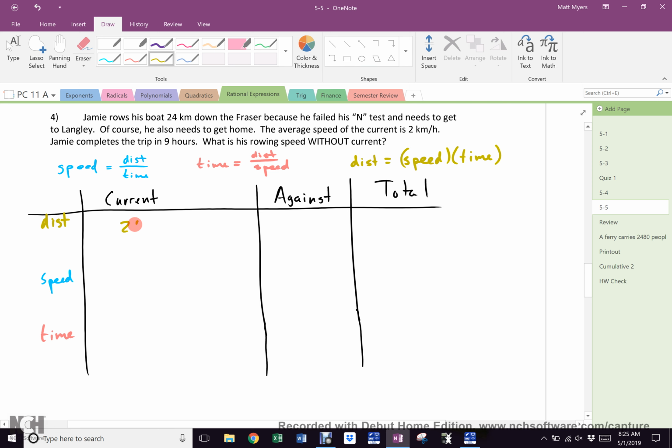Well, he traveled 24 with the current, traveled 24 against the current, for a total of 48. Do we agree? Okay. Do we know how fast he paddled? Do we know how fast he can paddle? So we have an unknown value, don't we? What do we give an unknown value? A variable. What would be a good variable for speed?